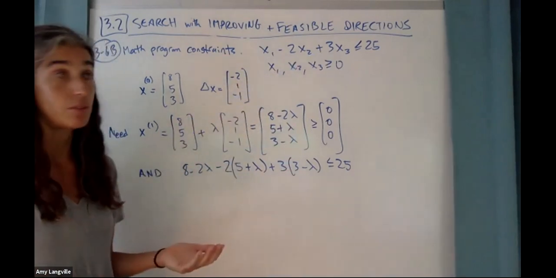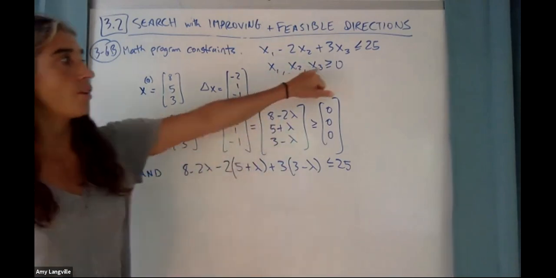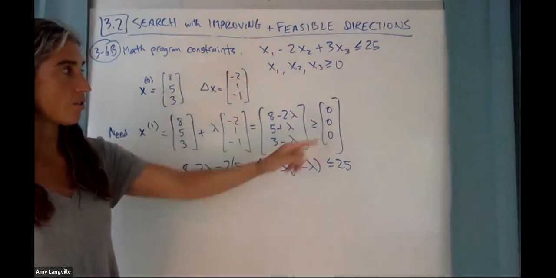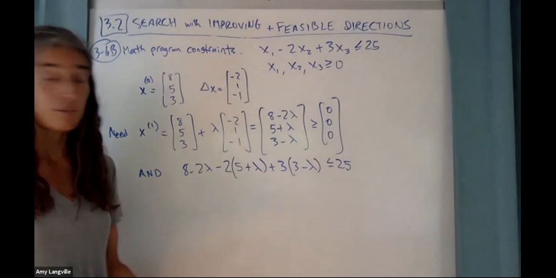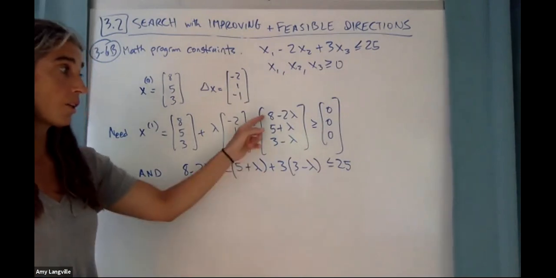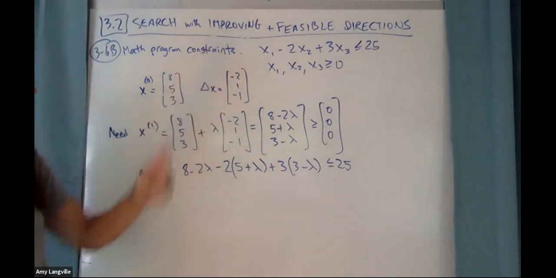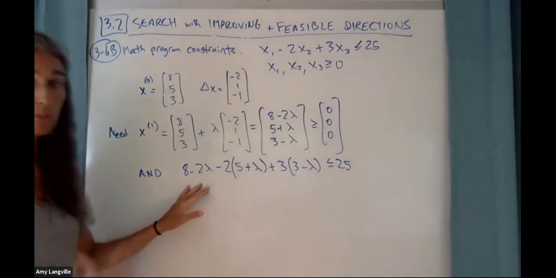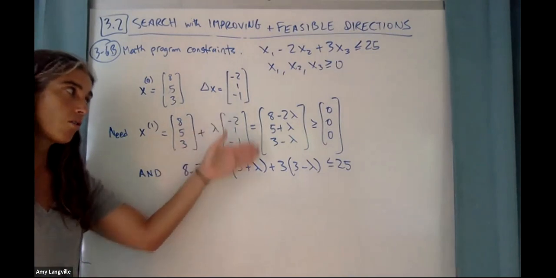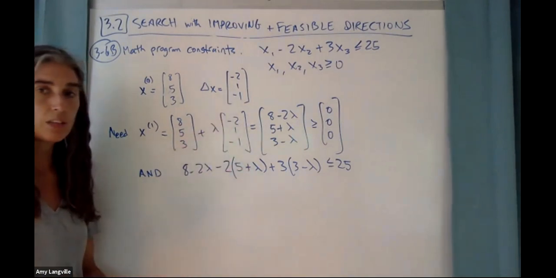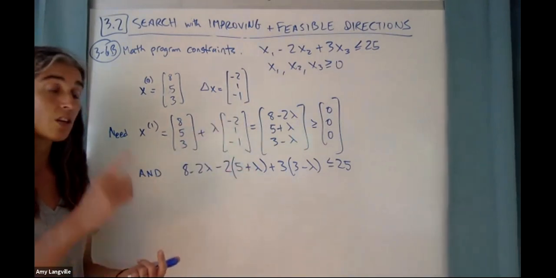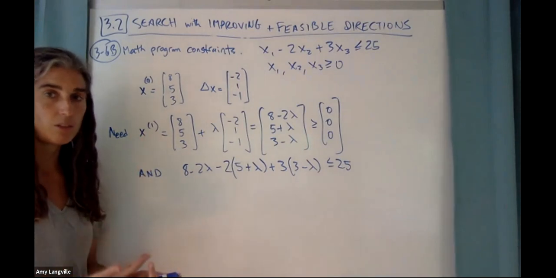Let's start with our simple constraints. Each component of that vector, x1, x2, x3, those are 3 components, has to be greater than or equal to 0. So really, I'm going to get 3 inequalities here. But we also have the main constraint that also has to be satisfied. So we get a 4th inequality. All of these inequalities have to do with lambda. So we're going to have a system of 4 inequalities with 1 unknown lambda that we want to solve for.